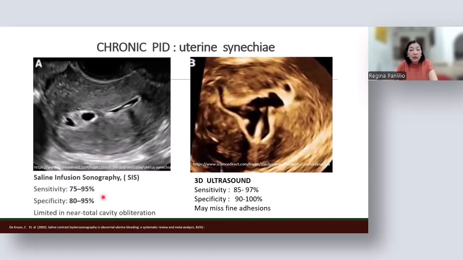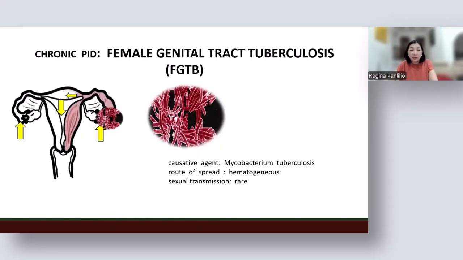But then we can do saline infusion hysterosonography, which may show the adhesive bands traversing the endometrial cavity, but this may not be helpful in near total cavity obliteration. 3D ultrasound may show a more global picture of the deformed and scarred uterine cavity, but it may miss fine adhesions. And one of the more notorious causes of chronic PID is female genital tract tuberculosis, which is caused by Mycobacterium tuberculosis, but the spread is hematogenous rather than sexual transmission.